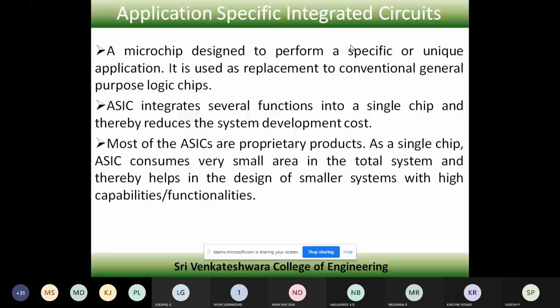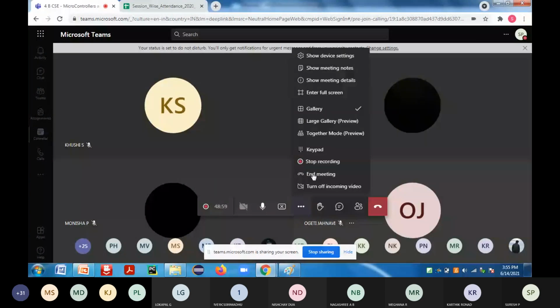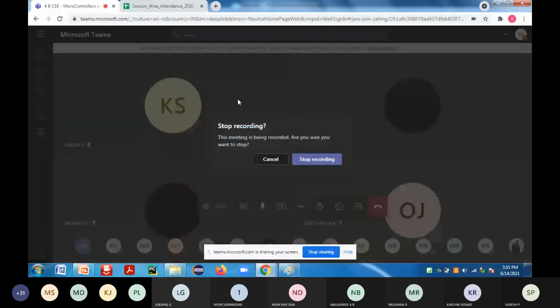Do all of you know what you mean by firmware designer? Anybody knows what a firmware designer is? I will continue application specific integrated circuit tomorrow. I want from your side, do you know what you mean by firmware designer? Anybody have the answer for that? What do you mean by firmware designer?